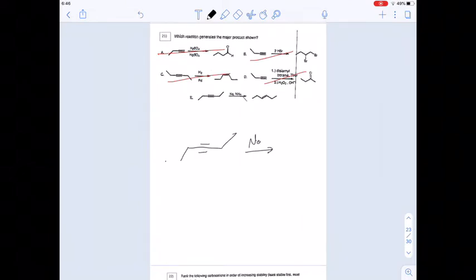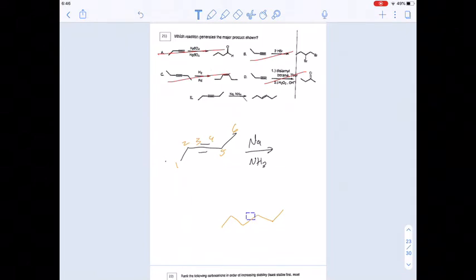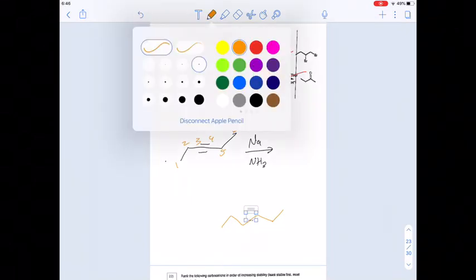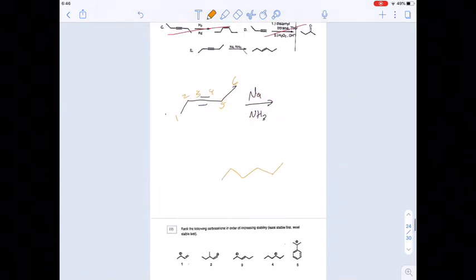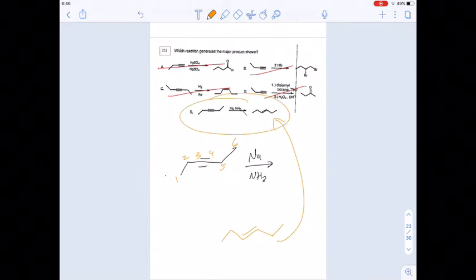And then finally, this one should have been pretty easy because Na/NH3 very obviously converts a triple bond to a trans double bond. So if you're converting a triple bond to a trans double bond, you can count the carbons. 1, 2, 3, 4, 5, 6. My iPad has given up. Your product would look like this, and that's exactly what you have here. So the answer to 21 is going to be E.